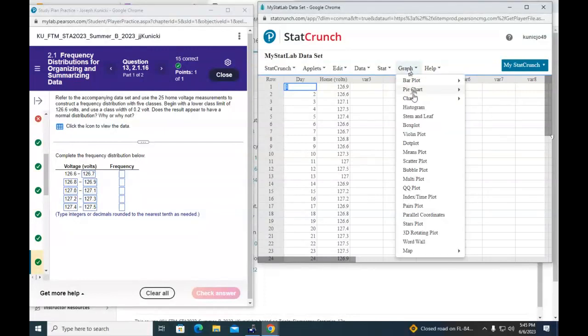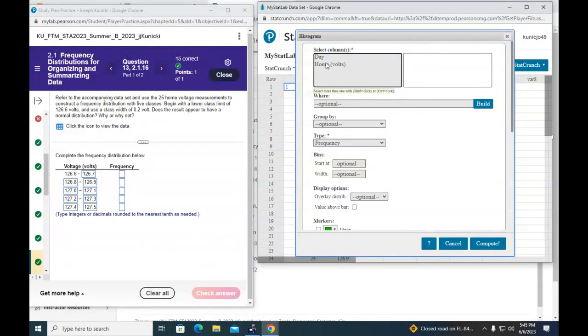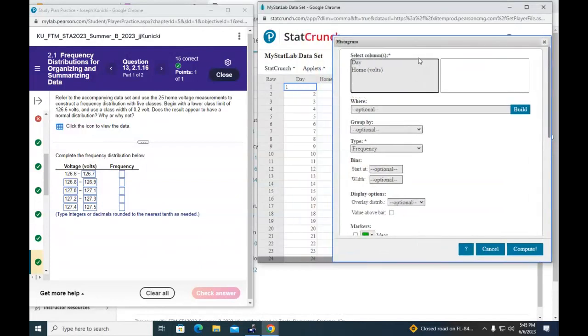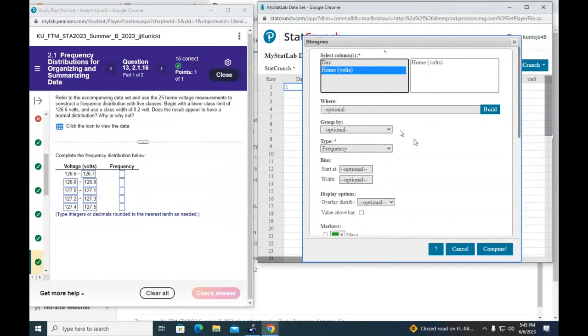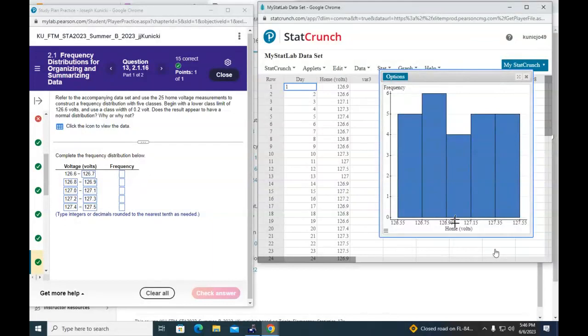So I guess you guys like the histogram, so let's stick with it. It doesn't matter which one I pick. I want to do the voltage, right? That's all I really care about, so I'm going to do voltage. I don't care which day it is because we don't have to use that to answer the question. So I'm going to start at 126.6. Since we can use the lower limits and not worry about the boundaries, what would be the boundary here? It'd be the two decimal places, so it'd have to be, let's go ahead and do it. 126.5, right? Right. All right, then the width was 0.2. There you go. So it looks pretty uniform, doesn't it?